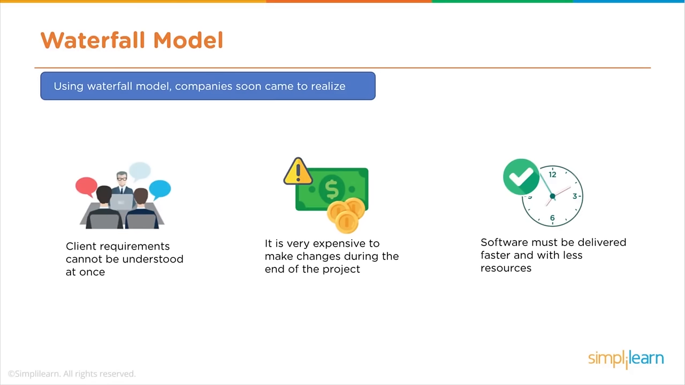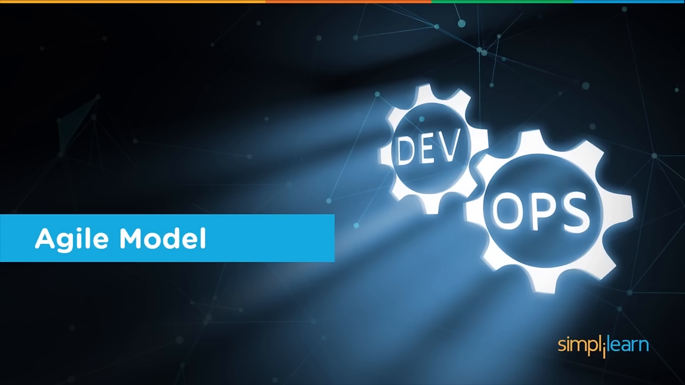So using the Waterfall model, companies have soon come to realize that the clients just aren't able to get their feedback in quickly and effectively. It's very expensive to make changes once the teams have started working. And the requirement in today's digital world is that solutions simply must be delivered faster. And this has led to a specific change to Agile. And we start implementing the Agile model.